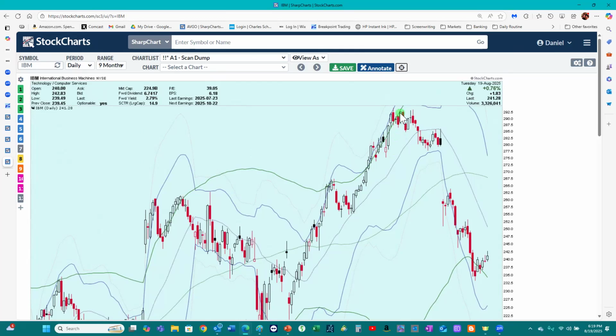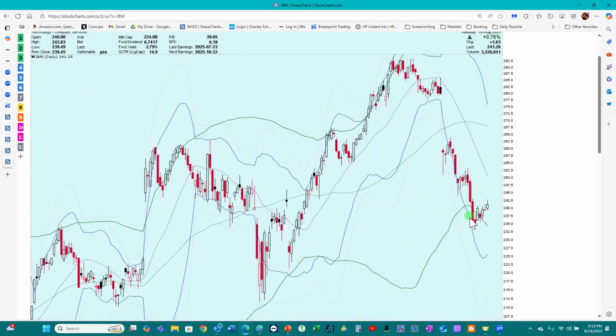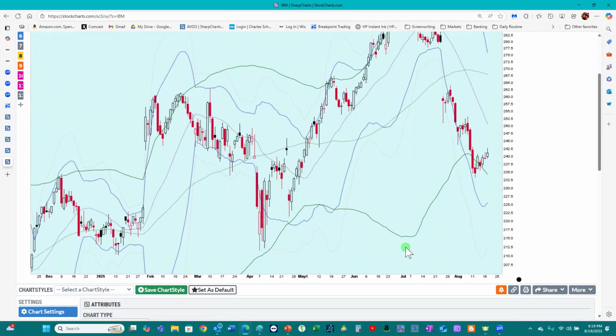So it just followed both of those up and then finally broke down, came all the way back down, and you can see it came right down to the green, the 65 right here. So it's useful, it's helpful sometimes to look at both of those together.